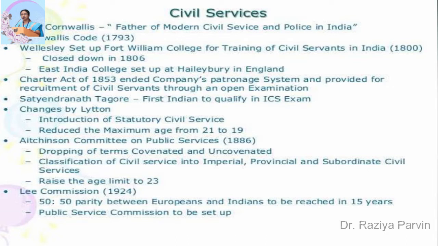The changes introduced by Lord Lytton were the introduction of statutory civil service, and he reduced the maximum age from 21 to 19. Regarding the Hutchinson Committee on Public Services in 1886, it dropped the terms covenanted and uncovenanted, and the classification of civil service was made into imperial, provincial, and subordinate civil services. Hutchinson Committee raised the age limit from 19 to 23. Coming to the Lee Commission of 1924, 50-50 parity between Europeans and Indians to be reached in 15 years was its recommendation, and the Public Service Commission was set up according to the recommendations of the Lee Commission.